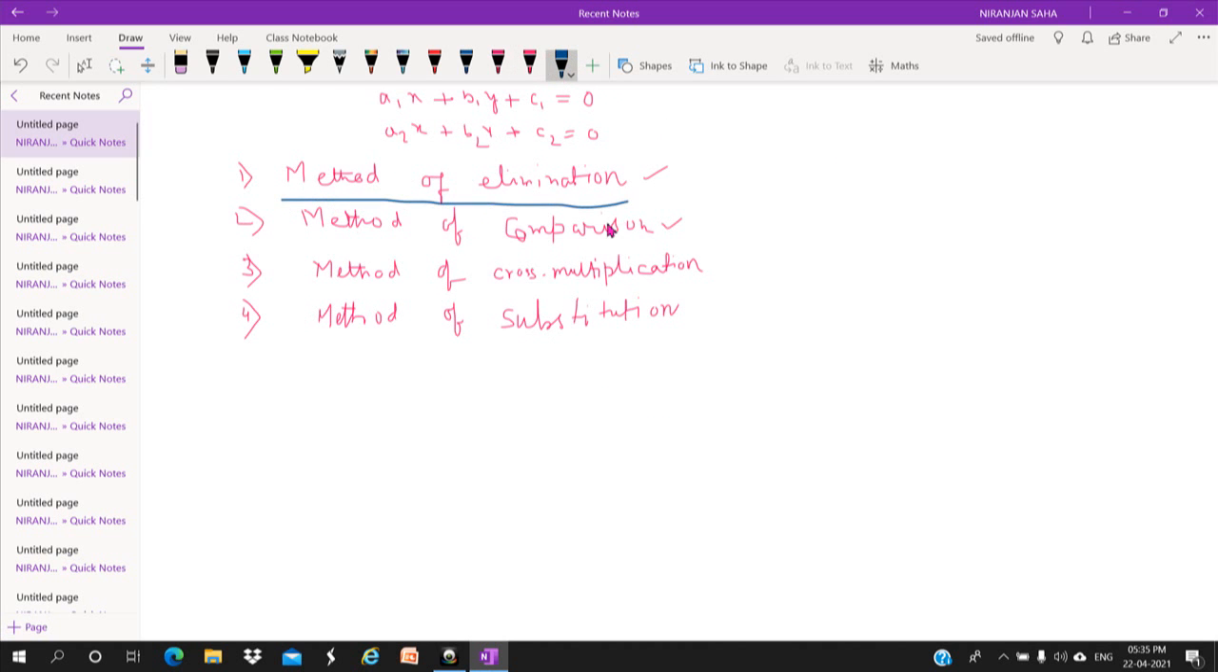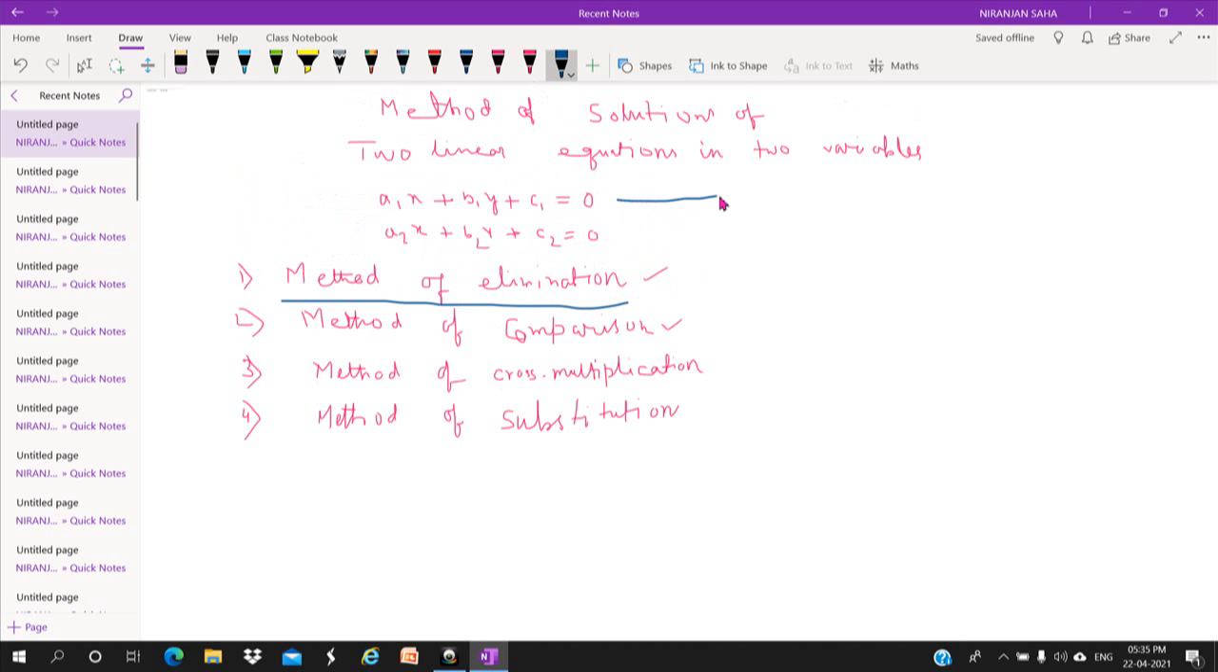First, we discuss the method of elimination. Take these two equations: this is equation 1, this is equation 2. How will we solve through the method of elimination? We need to first eliminate one variable from these two equations. So we will multiply the first equation by a2 and equation 2 by a1. Then the x terms of both equations will be the same and we will subtract the equations.